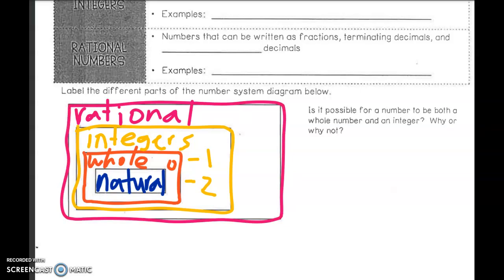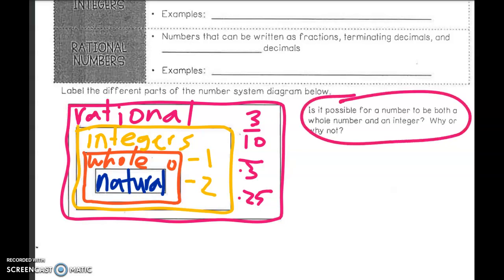Now we're doing fractions. We're doing repeating decimals, so like 0.3 repeating, and we're doing terminating decimals, 0.25. Those can also be negative as well, right? So we're including all of those, and we'll talk more about that in class and as we continue throughout the year.